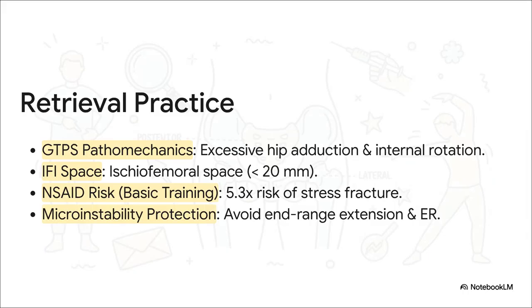What's the primary pathomechanical driver for GTPS? That's right, excessive hip adduction and internal rotation. What's the critical measurement for the ischiofemoral space in IFI? Less than 20 millimeters. What was that crazy risk multiplier for stress fractures with NSAID use during basic training? A staggering 5.3 times. And finally, what's the key joint protection strategy for microinstability? Avoid forceful end-range extension and external rotation. How'd you do? If you nailed all four, you are in fantastic shape.